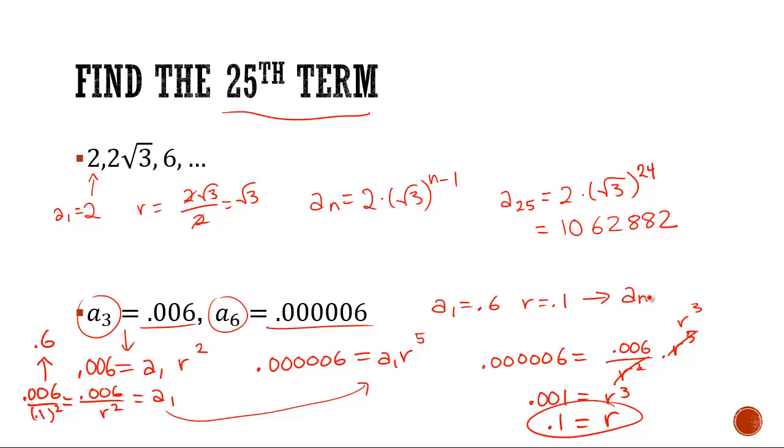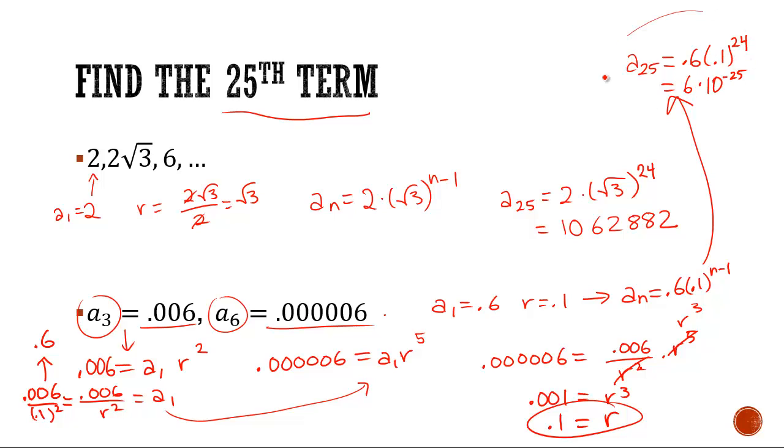Therefore, we can find the nth term as 0.6 times 0.1 to the power of n minus 1. And therefore, we can now find the 25th term of this second example here as 0.6 times 0.1 to the power of 24, which is 6 times 10 to the power of negative 25. So it's a very, very small number.